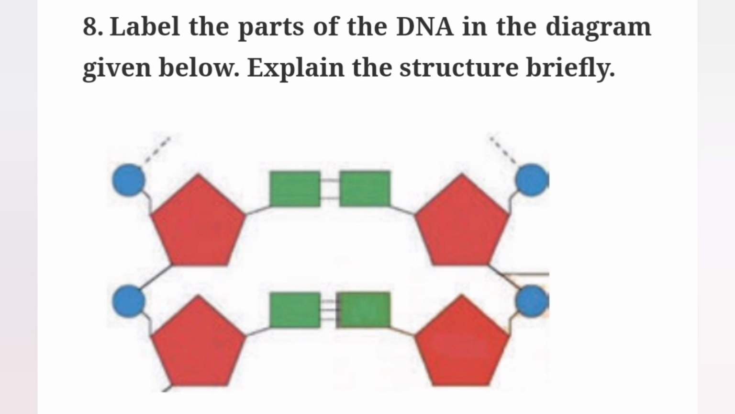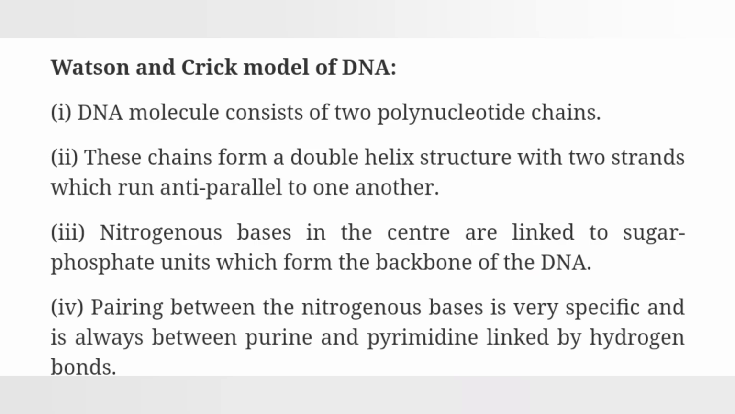Eighth question. Label the parts of the DNA in the diagram given below. Explain the structure briefly. Watson and Crick model of DNA. First point, the DNA molecule consists of two polynucleotide chains. Second point, these chains form a double helix structure with two strands which run anti-parallel to one another. Third point, nitrogenous bases in the center are linked to sugar phosphate units which form the backbone of the DNA.